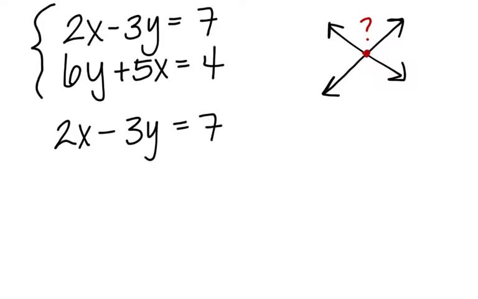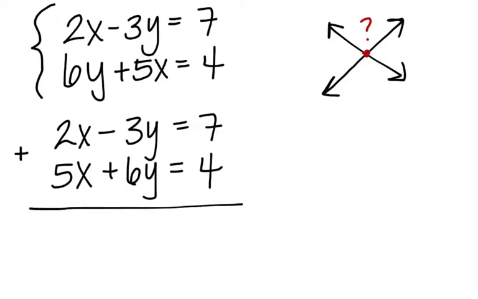In other words, I'm going to take my second equation and reorder it so that 5x is written first and 6y is written second, so that the terms that have the x's are on top of one another, and then the y's, and then my constants. Now, don't write this, but just think about what would happen if we added the two equations together. 2x plus 5x, adding vertically, would give us 7x. Negative 3y plus 6y is 3y, and 7 plus 4 is 11.